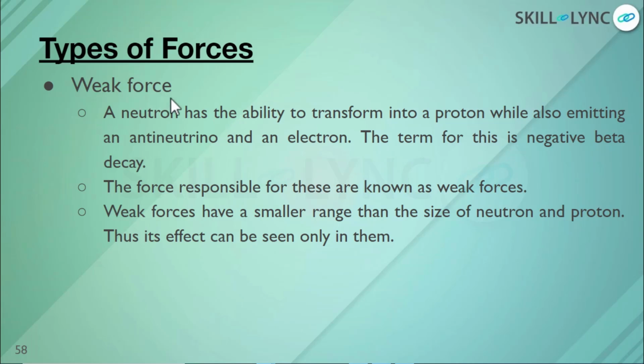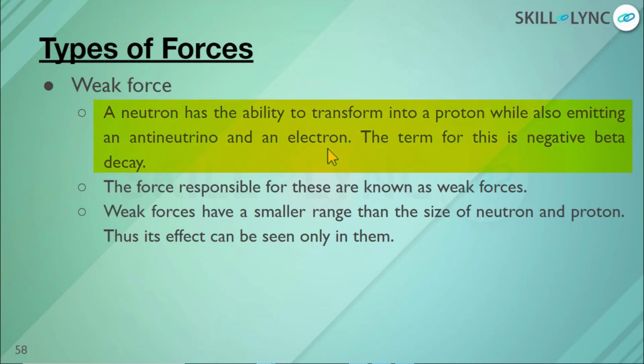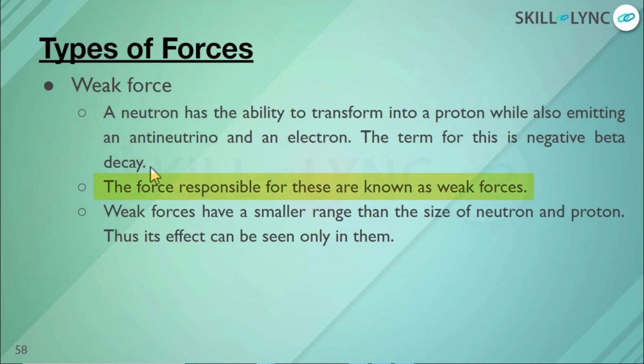Have you heard the term negative beta decay? Let me tell you. A neutron has the ability to transform into a proton while also emitting an antineutrino and an electron. The term for this is negative beta decay. The force responsible for this is known as weak force.